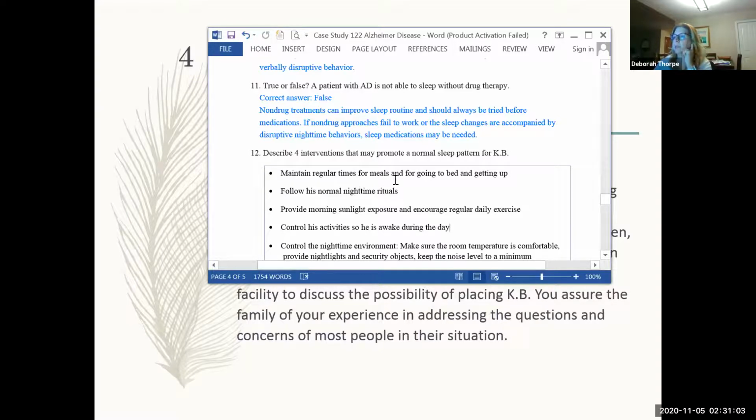So yeah, maintain regular meal times. And like Nicole said, go to bed at a certain time, get up at a certain time. And if he had any nighttime rituals that he used to do at home, maybe he had a cup of herbal tea at night, then let him do that. And keep him awake during the day, right? Then he's less likely to have problems sleeping. And then Nicole said about controlling the actual temperature.